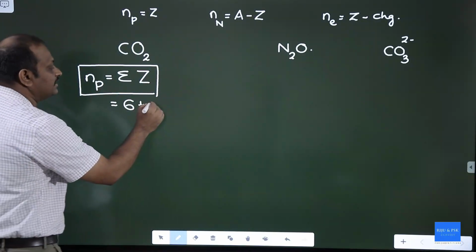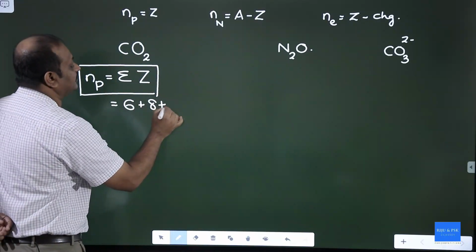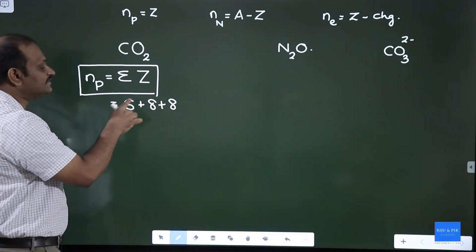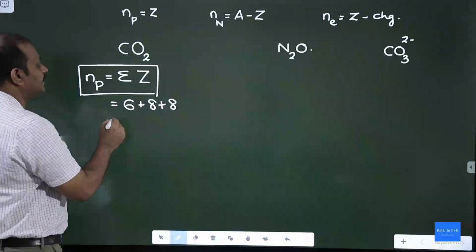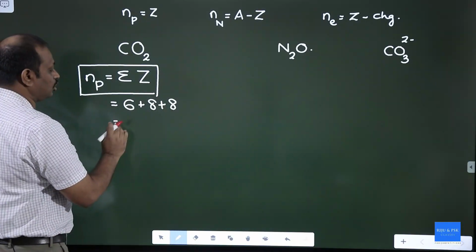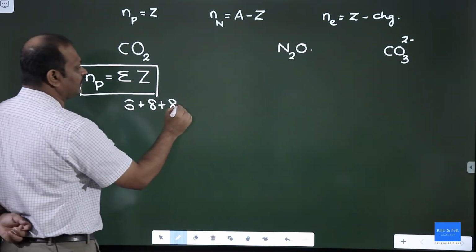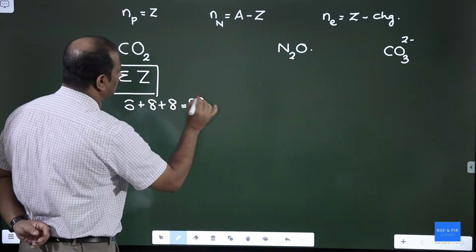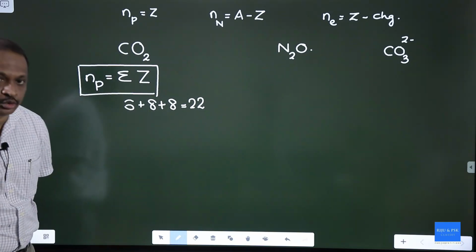So I am adding that 8 plus 8. Ultimately 8 plus 8 is 16. 16 plus 6, you got how much? 22. So you have got the answer here. All of you listen. In this case, you have got number of protons equal to 22.